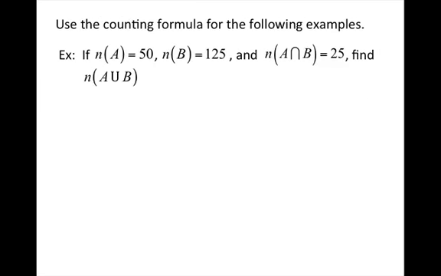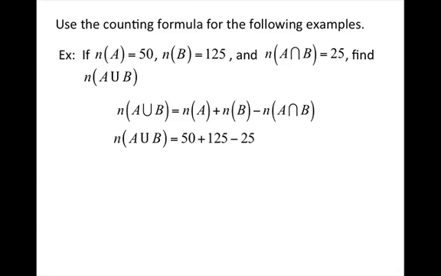Let's look at a couple of examples. Let's say set A contains 50 elements, set B contains 125 elements, there's 25 elements in the intersection, and I want to find how many elements are in the union. So we'll begin with using the formula. So I add the number of elements in A plus the number of elements in B, and subtract out the intersection.